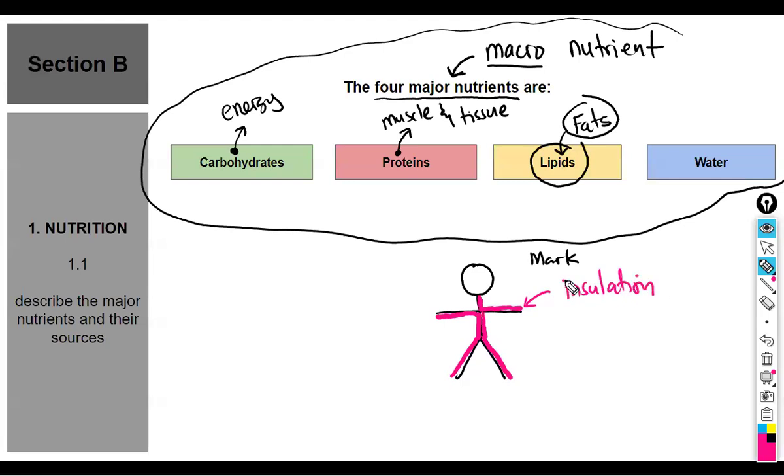So fats form a form of insulation. Now the insulation isn't really noticeable on human beings. Don't get me wrong, it does form some insulation and it could keep us warm. But it's more noticeable on other animals like polar bears or even any bear. Bears and seals have a lot of fat around them.